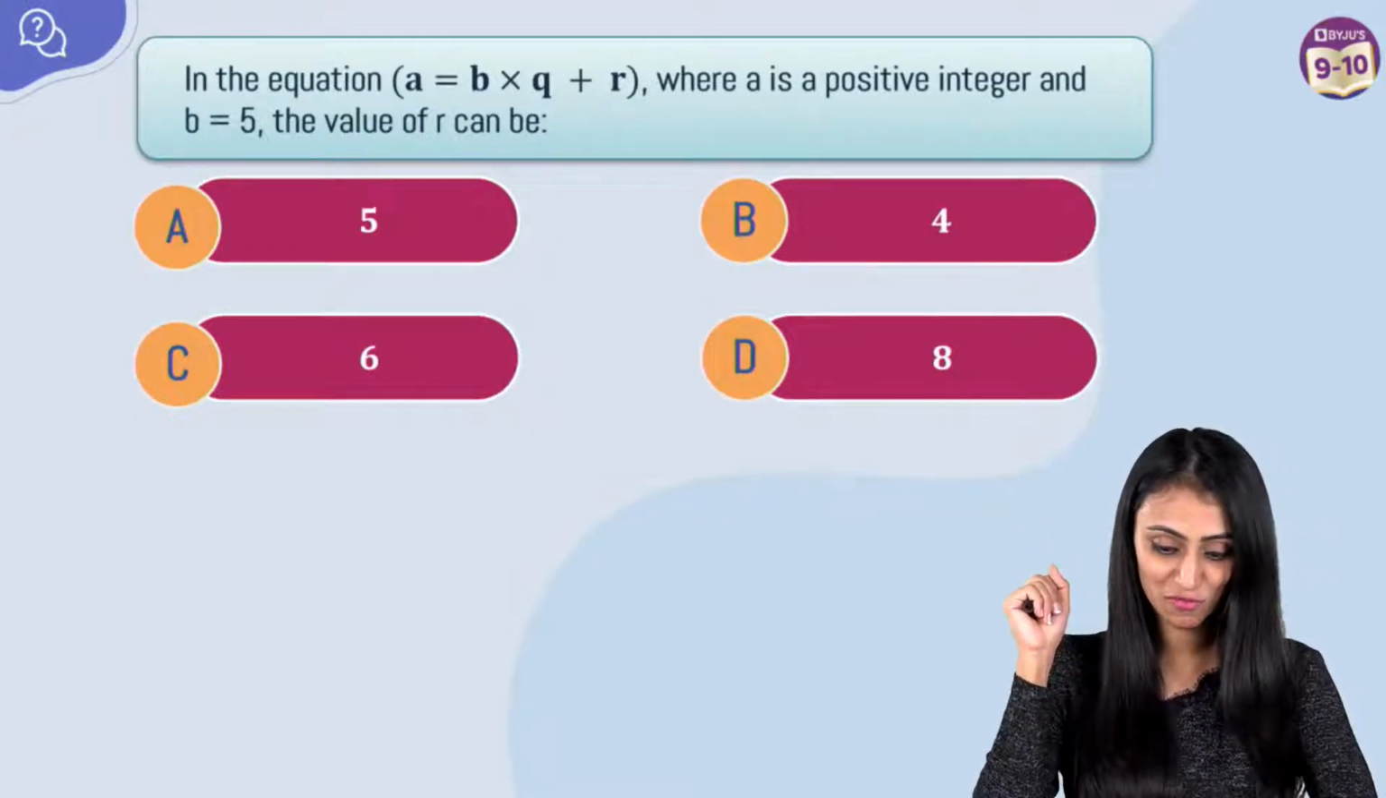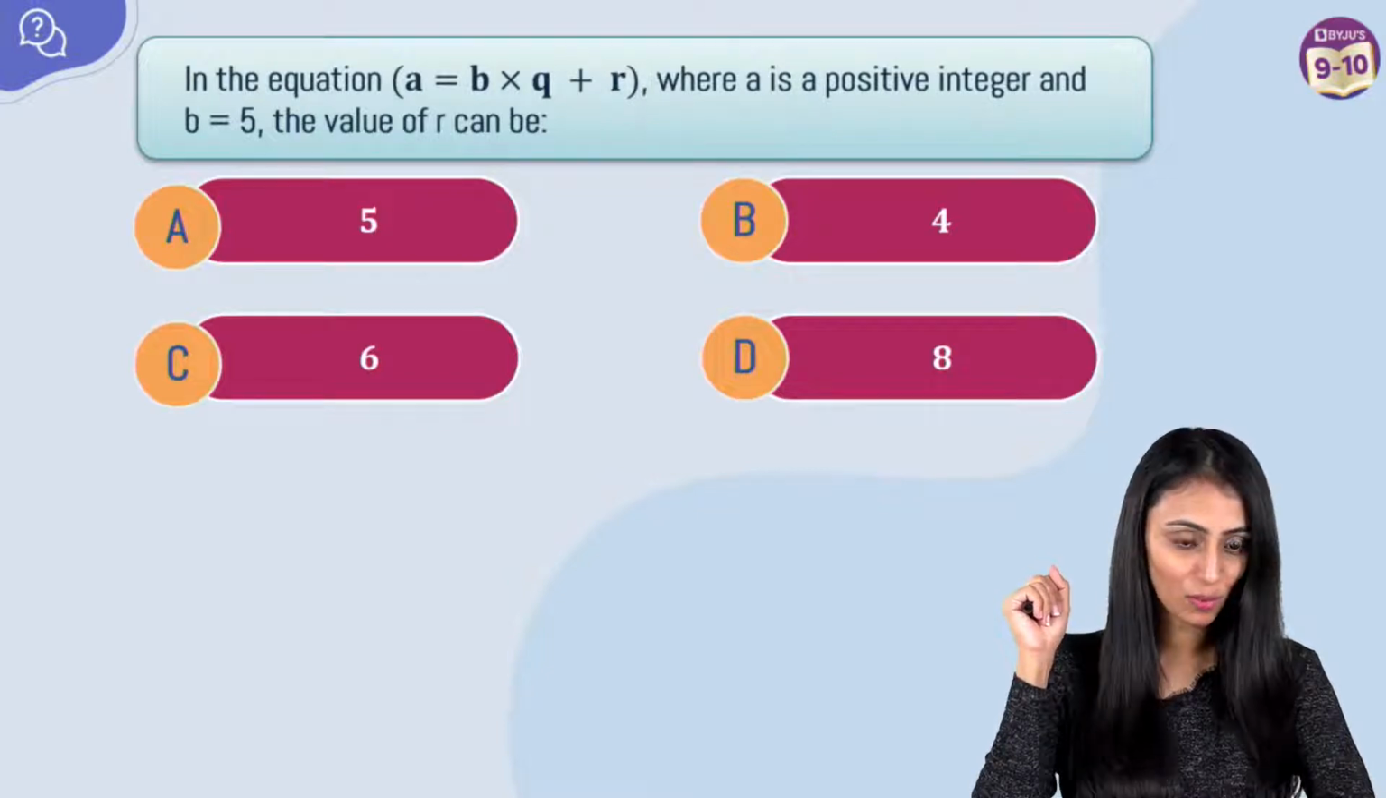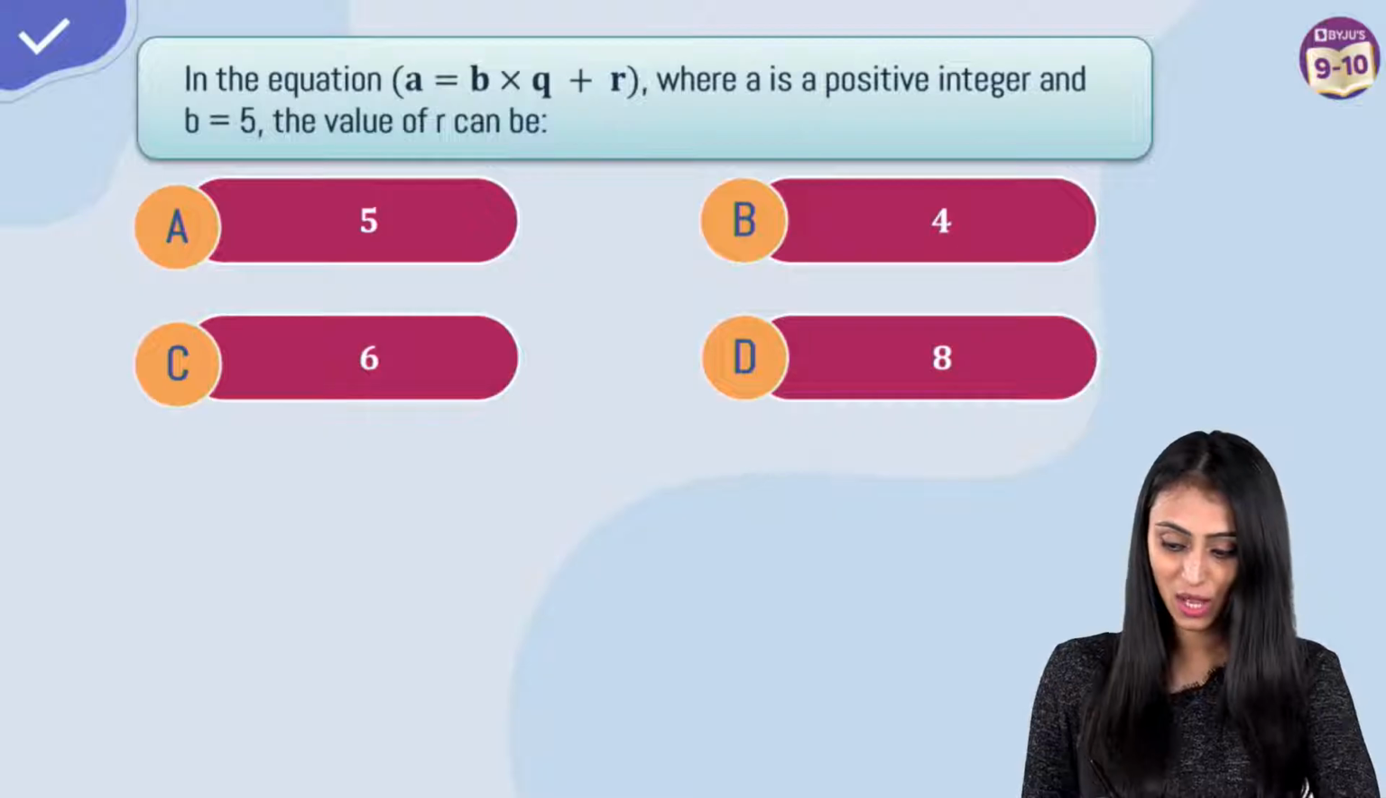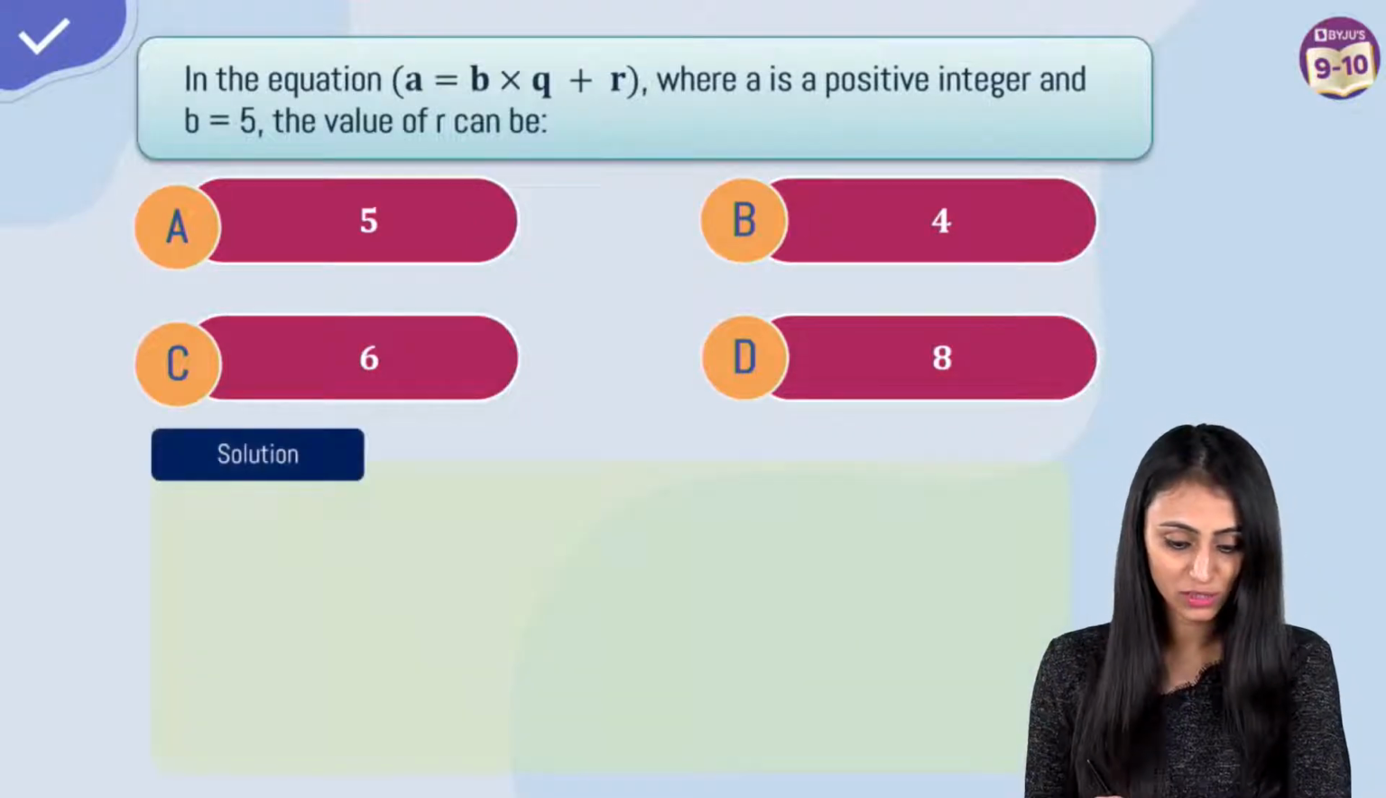Harshita is saying it's going to be 4. Shruti 4. Manoj says B. So everybody is saying it's 4. That's going to be B. Option B, right? Alright, let's take a look at the solution for this question.